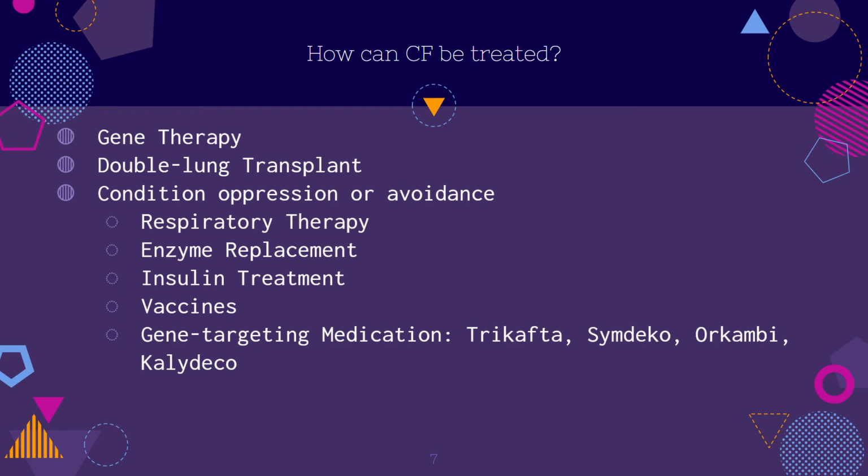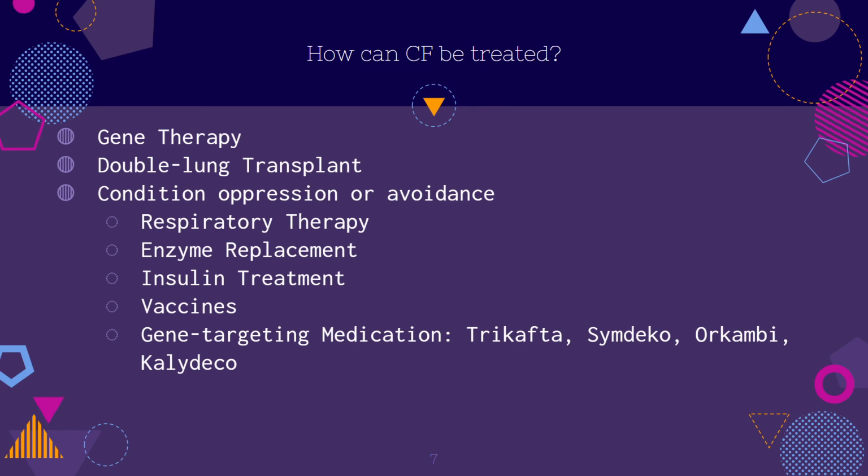Another option is enzyme replacement, which can be taken to help digest food, and supplement vitamins can also be taken, as well as a strict diet that can be followed to ensure that there are enough nutrients. And because cystic fibrosis can also cause cystic fibrosis related diabetes, or CFRD, insulin treatment can be used to deal with the diabetes that comes with cystic fibrosis. It is also important for cystic fibrosis patients to get flu or pneumonia vaccines, since they are very prone to lung infections and infections in general.